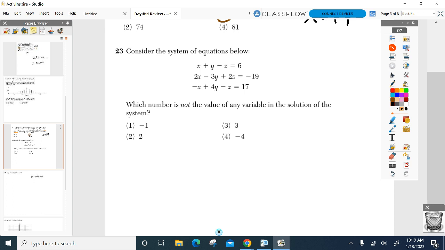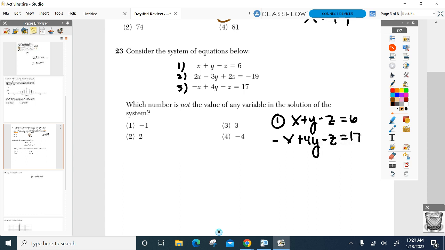All right, so I have 3 equations. I'm going to just number them 1, 2, and 3. First step, pick 2 equations and eliminate a variable. Look at the 3 equations you have. Make your life easy. Which 2 do you want to pick so a variable maybe would eliminate right away? So step 1, 1 and 3. Okay, here we go. x plus y minus z equals 6. Right underneath it, equation 3, -x plus 4y minus z equals 17.